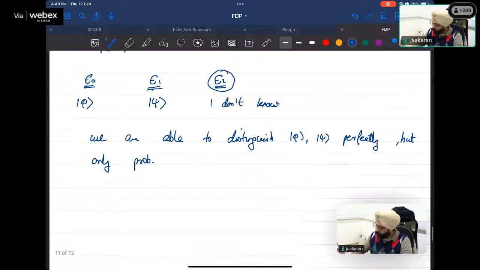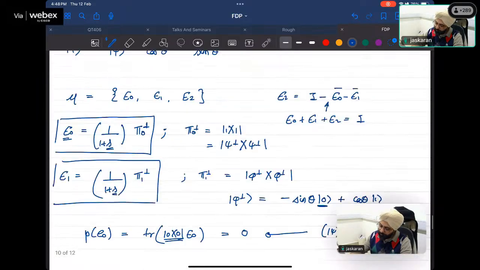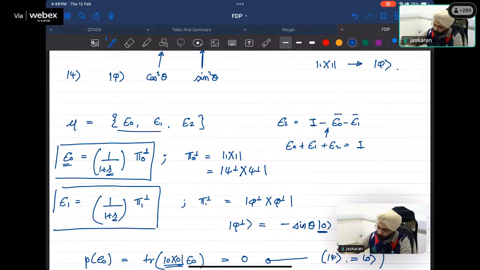Okay. So here the question could be asked: why have we designed a measurement which has three outcomes? We have a POVM which has three outcomes. So we can ask ourselves, why limit ourselves to just three outcomes? Why not have four outcomes? Why not have five or more?